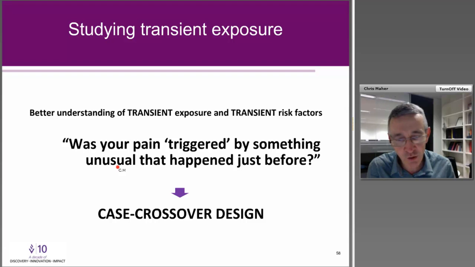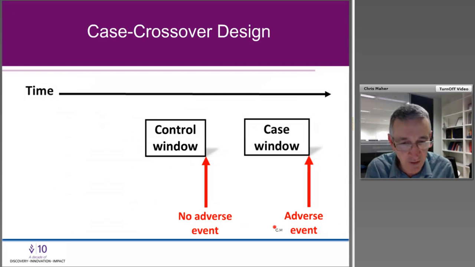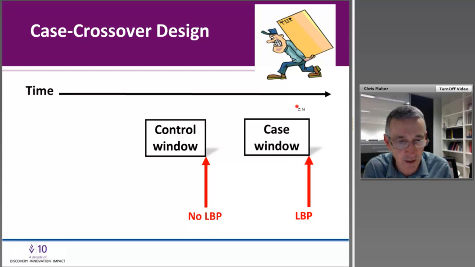And we understand usualness by comparing exposure in the period just before to a control period distant from the episode of this condition. So to illustrate it, if this was an episode of low back pain coming on, we'll call that the adverse event. We have a case window that extends backwards a period of time, so maybe a couple of hours. We look at exposure in the case window, and we compare exposure to a control window, which is distant, when there was no adverse event or no back pain. And so the person is their own control in this design.